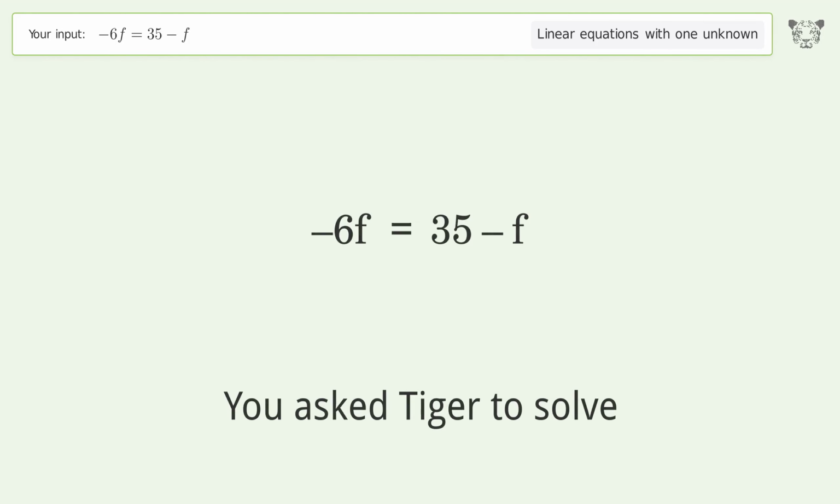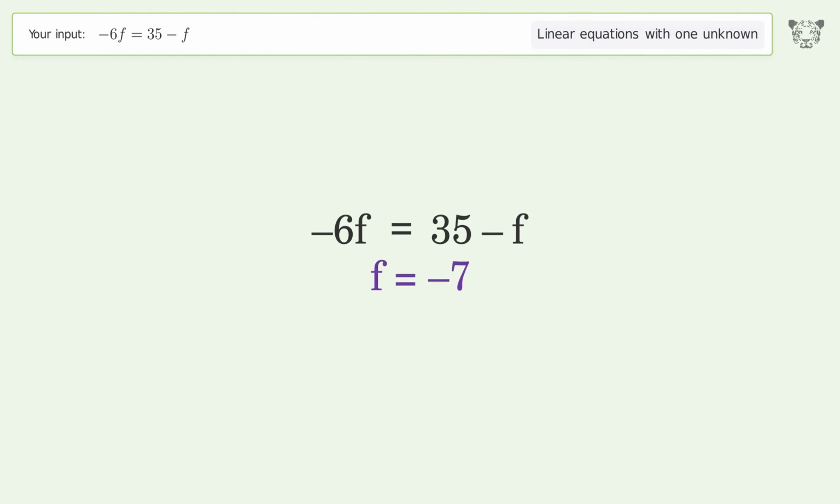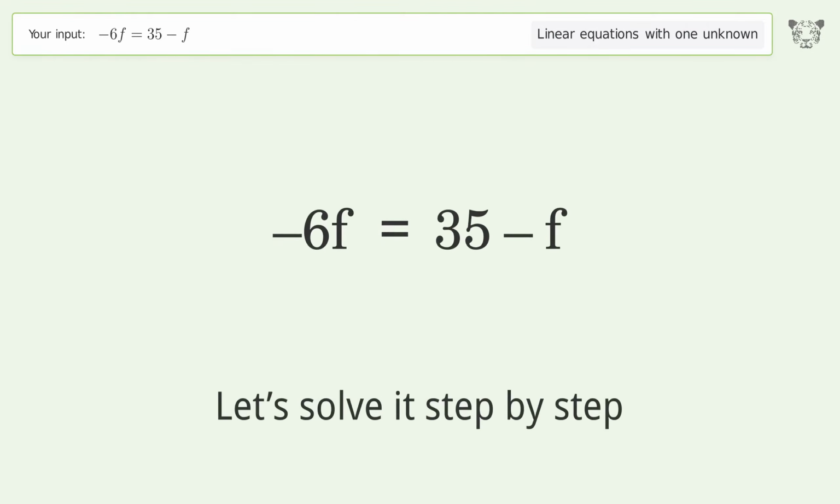You ask Tiger to solve. This deals with linear equations with one unknown. The final result is f equals -7. Let's solve it step by step.